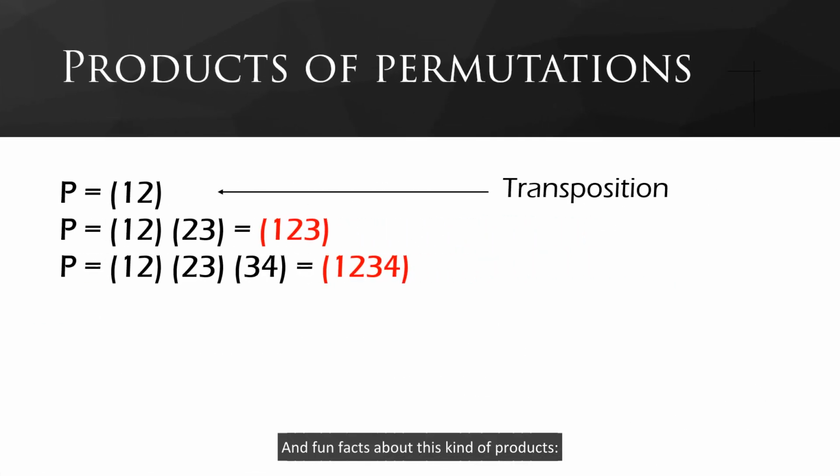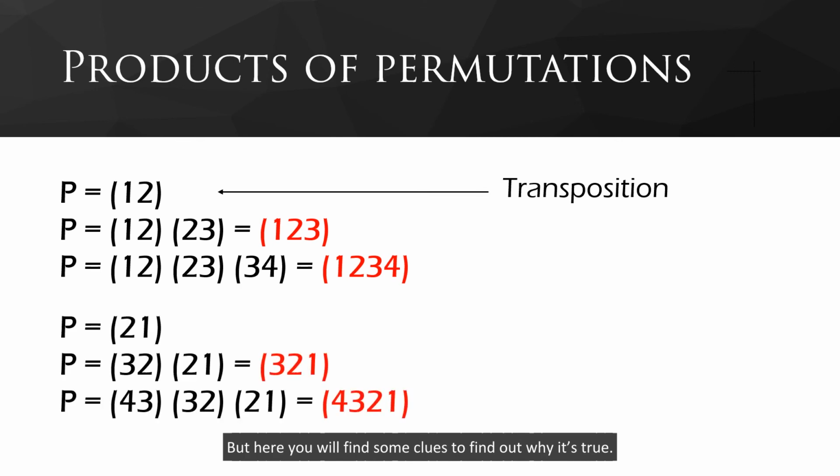And a fun fact about this kind of product: it's all made of cycles of 2 elements, which are called transpositions. Actually, we'll see that any permutation can be written as a product of transpositions, and we will also explore that in our next video. But here you'll find some clues to find out why it is true.